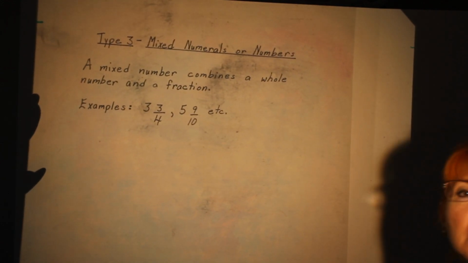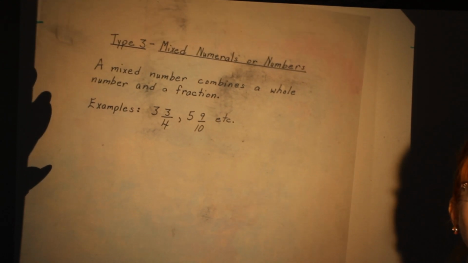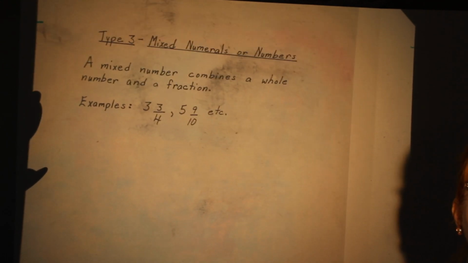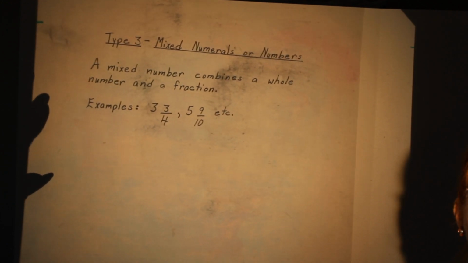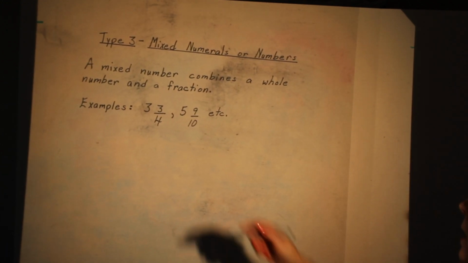Type 3 is your mixed numerals. Okay, they're called mixed numerals. Ooh, this one's a little scruffy. Where am I here? No, wrong way. Trying to make sure it's on the overhead.